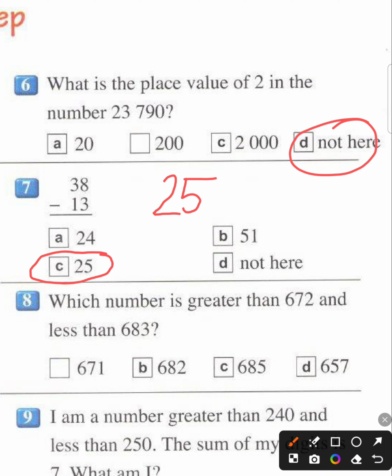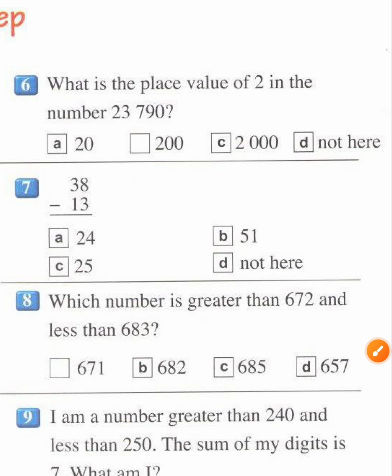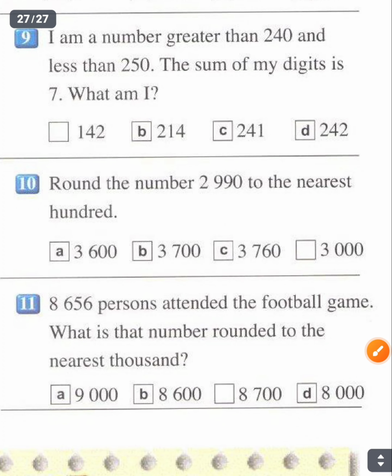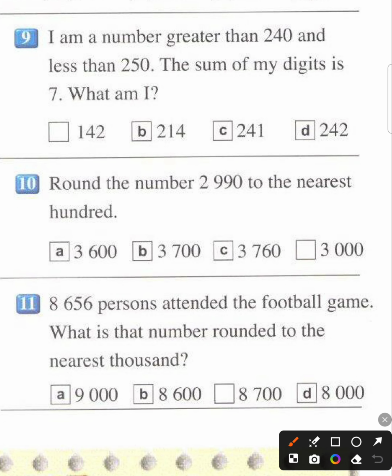Which number is greater than 672 and less than 683? Okay, so 671 not. 682, yes. 685 not, and 657 not. So the correct answer will be B. And we will go to question number 9. I am a number greater than 240, less than 250. The sum of my digits is 7. What am I?